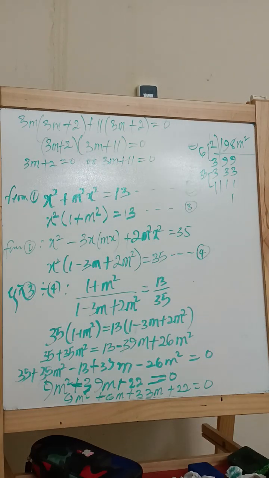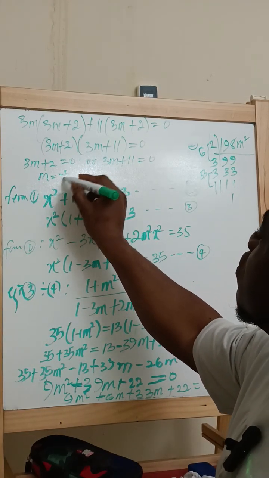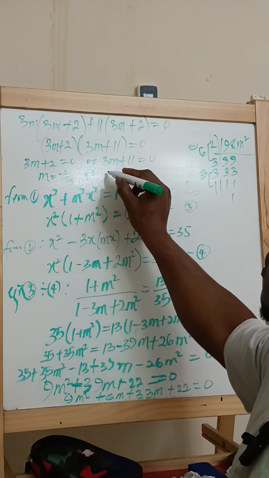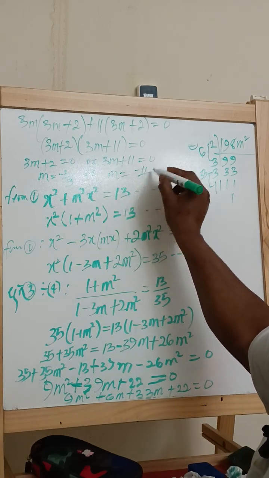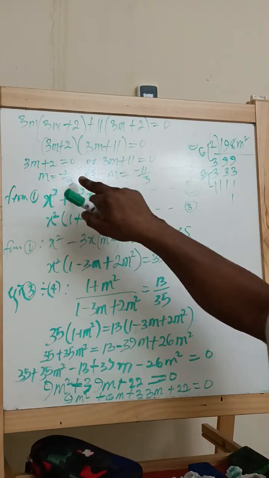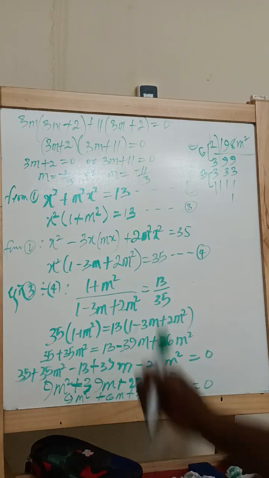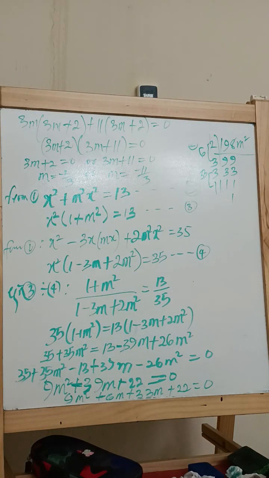0. And from here, m is going to be what? Minus 2 all over 3, or m is what? Minus 11 all over 3. That is, you bring these 2 to the other side, you divide by 3. You bring the 11 to the other side, divide by 3. So these two values of m have been found.